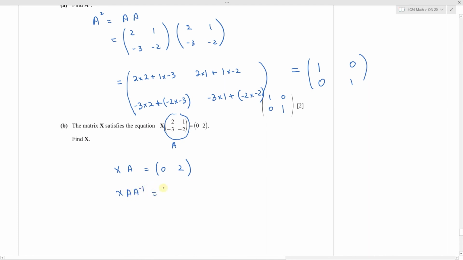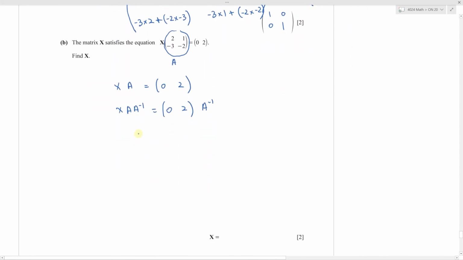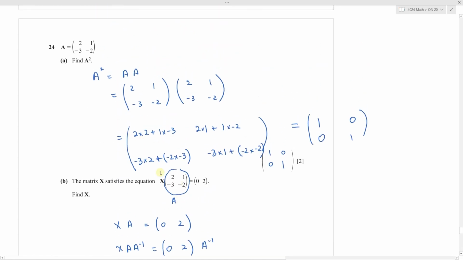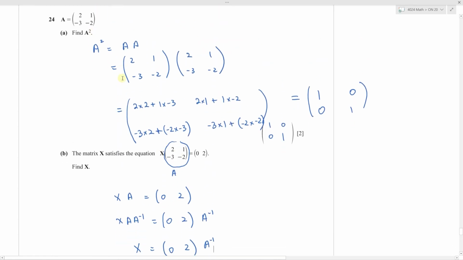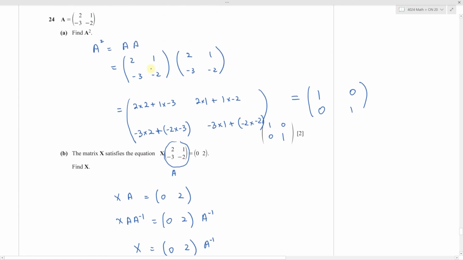So A multiplied by A inverse, and 0, 2 multiplied by A inverse. A and A inverse cancel out. So I get X equals 0, 2 multiplied by A inverse. So now we have to find the inverse of matrix A, which we are given here. We don't actually need to calculate this, because in the first part we saw that when we multiply A with itself, we get the identity matrix.